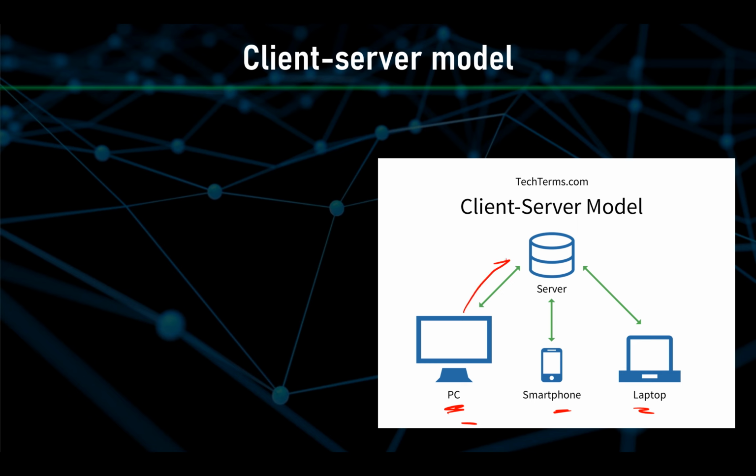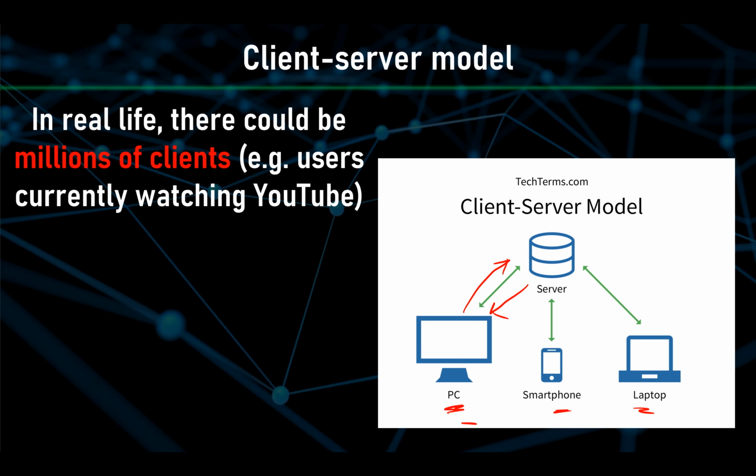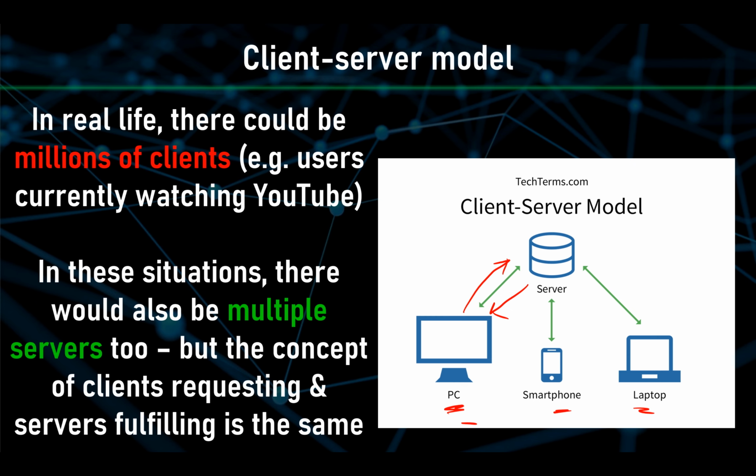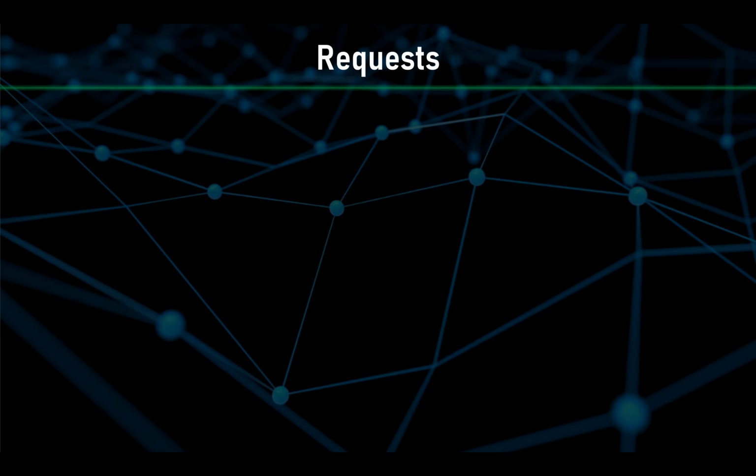The PC is making a request. The server is doing some processing. Then the server is just responding back. In real life, rather than just three clients, there could be millions. Let's say, for example, users currently watching YouTube. In these situations, there are also going to be multiple servers. But the concept of clients requesting and servers fulfilling or responding to those requests is going to be the same. Even if we have another server, maybe now the PC sends a request to this one, and this server just sends back. It's still the same.